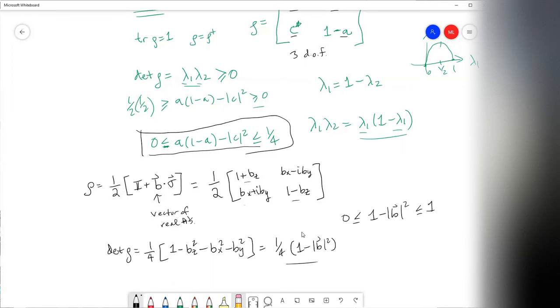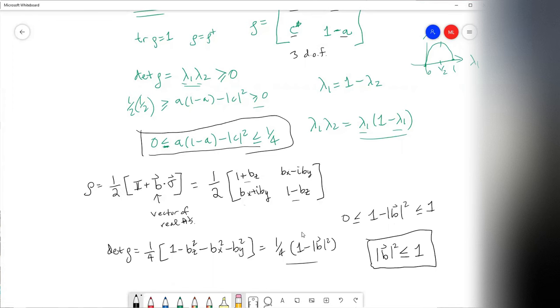Or if you want, that's the same as saying B squared. Well, this part's obvious because it's the magnitude. But this just means that you can rearrange this, right, and get this condition, that the magnitude of B squared is less than or equal to 1.